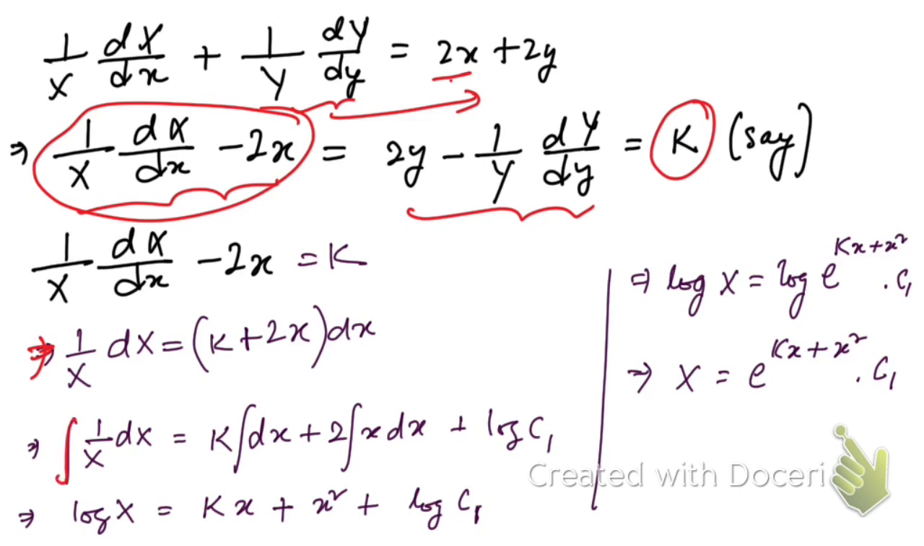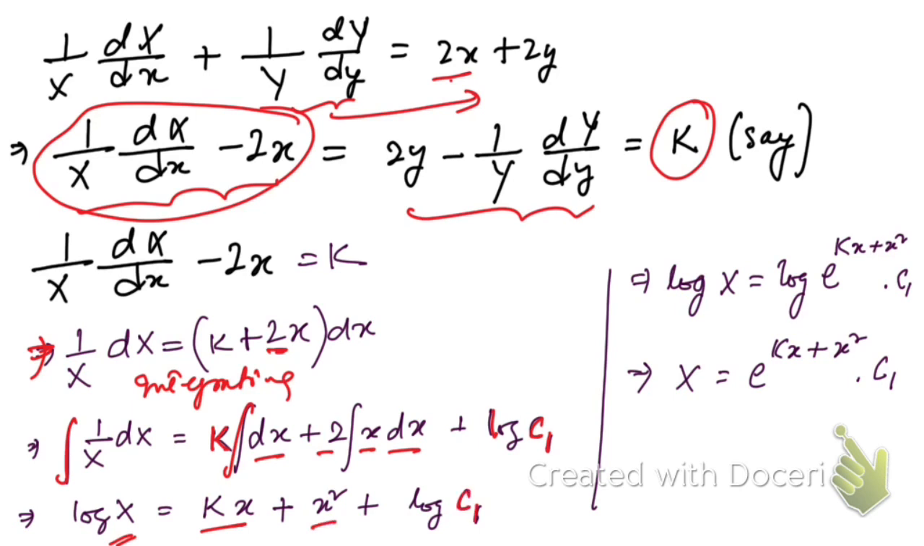And integrating both sides, we're going to have k, a constant, taken outside, integration dx, then 2, a constant, taken outside, x dx. As you know, the integration of 1 by x is log x, so I have taken the constant, integrating constant in terms of log, right? So here we have got log x, kx plus x squared, and log c1.